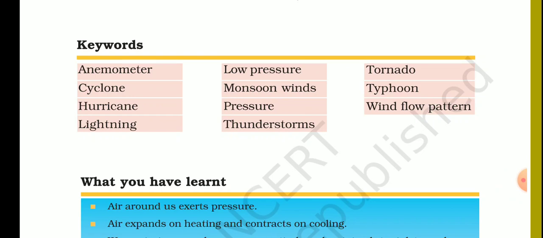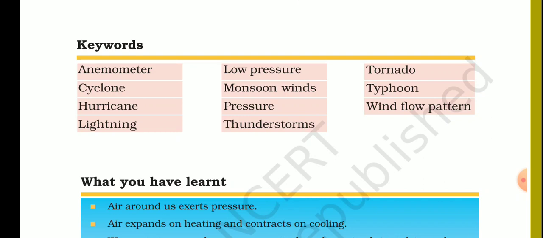We discussed wind flow pattern, we discussed the low pressure area, high pressure area, we discussed the monsoon winds, what is the region for the monsoon winds. Then we discussed the thunderstorms, why the lightning occurs and how that goes. The warm air is light, so it goes up in the atmosphere, and the cold air is heavy, so it is downwards. Okay, then tornado, similarly typhoon also, and wind flow pattern according to the high pressure and the low pressure area.